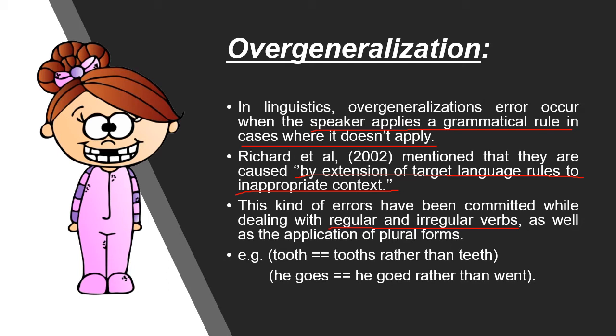Okay, in dealing with verbs, regular and irregular verbs, as well as the plural forms of nouns. For example, we have the word tooth. Some students thought that the plural form of the word tooth is tooths rather than teeth because they overgeneralize the rule that we have to add s to pluralize a word. And the same goes with he goes. By thinking that we have to add d or ed at the last part of the verb if it's past, students might say he goed rather than went. So that is an example of overgeneralizing the rules in linguistics.